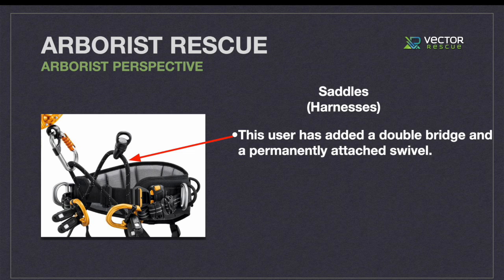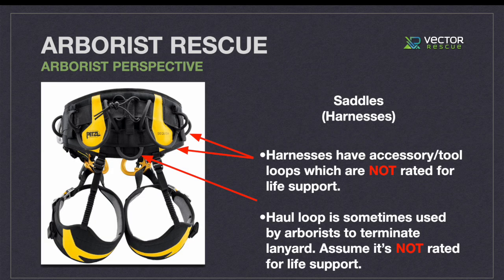Here's an example of a modification. This harness has had a second bridge added with a swivel on it. It's a personal preference. Again, as you approach, just get a good look at what the climber is wearing to inspect it for any damage. Much like our harnesses, there's a lot of accessory and tool loops on the back. None of these are rated for life support, typically. There's a haul loop at the small of the back on harnesses, which a lot of arborists will use to terminate a lanyard with a tearaway attachment, but this is not rated for life support.